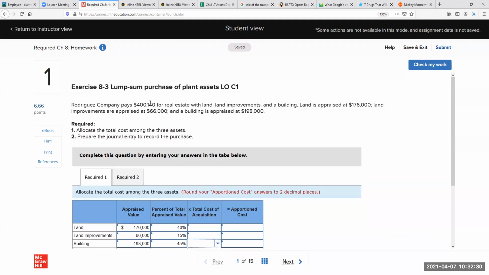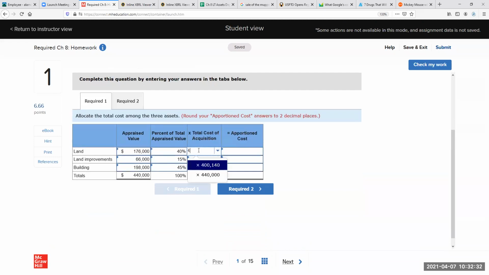Now, what did you actually pay? You paid 400,000. So multiply those percentages by what you paid to get how you're going to allocate the cost. It was appraised for 440, but you only paid 400,000. So you paid about 40,000 less. So you've got to multiply by those percentages.